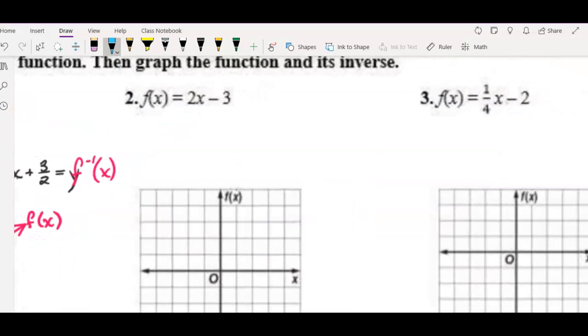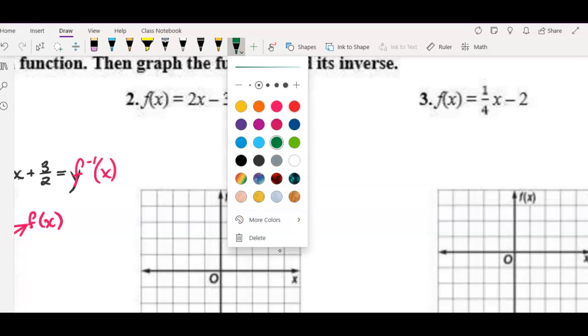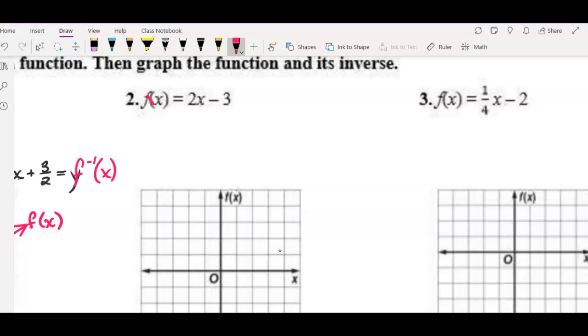Let's try another one. Let's try this second one. I'm going to replace f of x with y. Then I'm going to switch x and y. So now I have x equals 2y minus 3. I need to get y by itself by adding 3 to both sides.